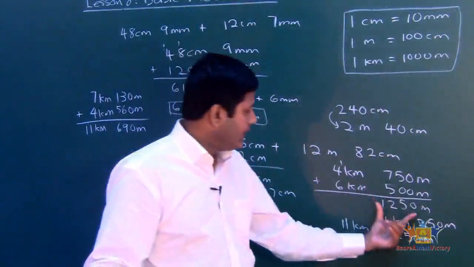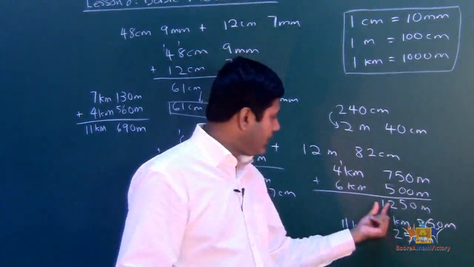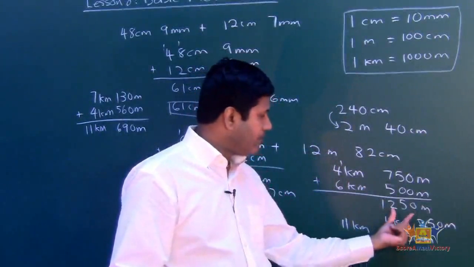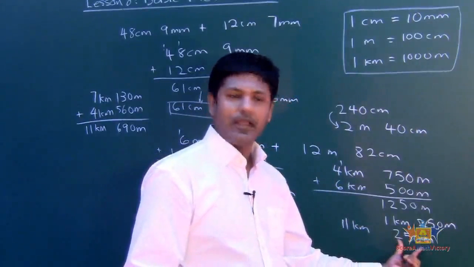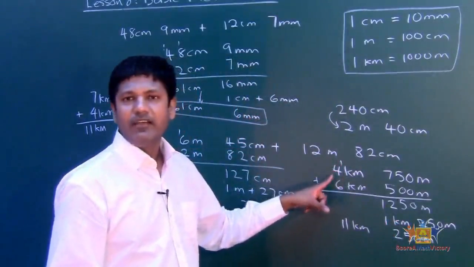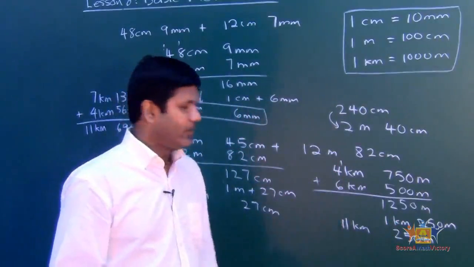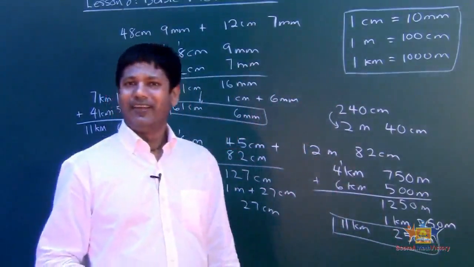But in this one, it went over the 1,000. That's why I converted the 1,000 into 1 kilometer, the balance 250 meters, and leave it the way it is. See that? And then bring that 1 up there, and then add 1 plus 4 is 5, 5 plus 6 is 11 kilometers. And this is my final answer right there. Alright, pretty easy, isn't it?